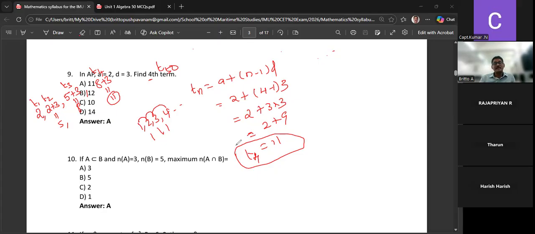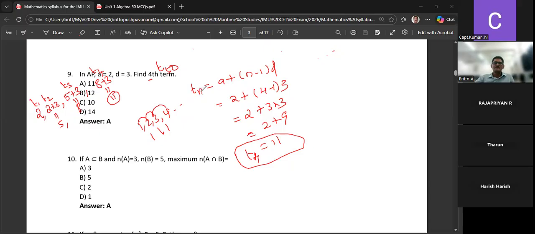This formula is used if you are asked to find a term where n is large, for example 50, 60, 70, or 1000. You cannot find that manually. So we use the formula, right? Tn is equal to a plus n minus 1 into d.